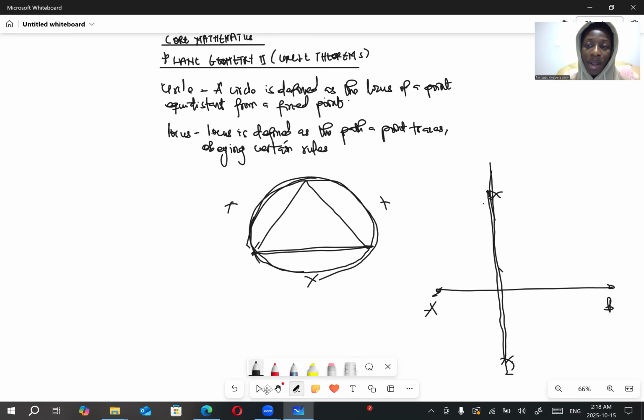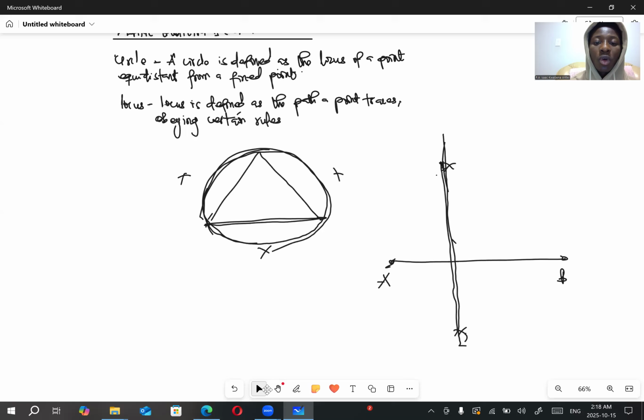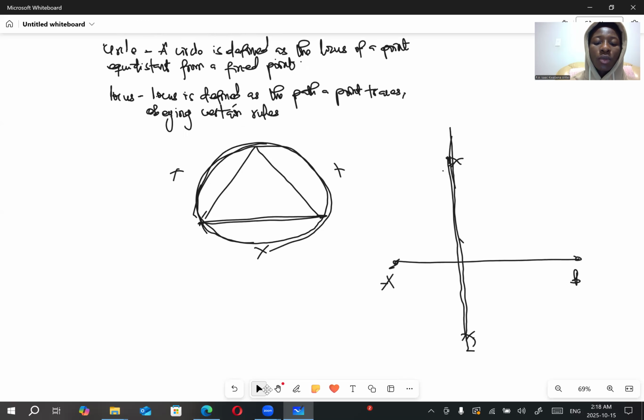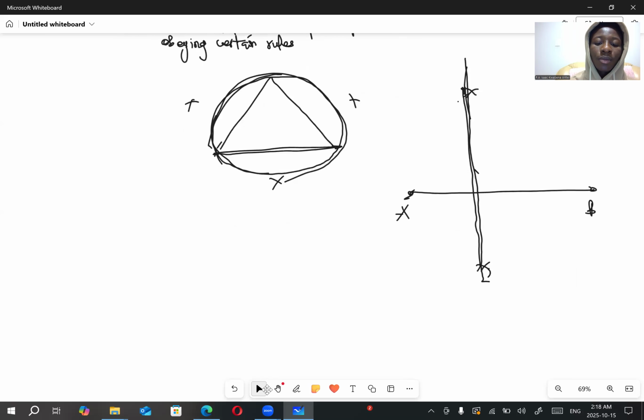That's why I don't want to expand on it. So I'm going to give you one rule that defines a circle. So this is what happens. Now pay attention. I'm going to teach you one locus, okay?